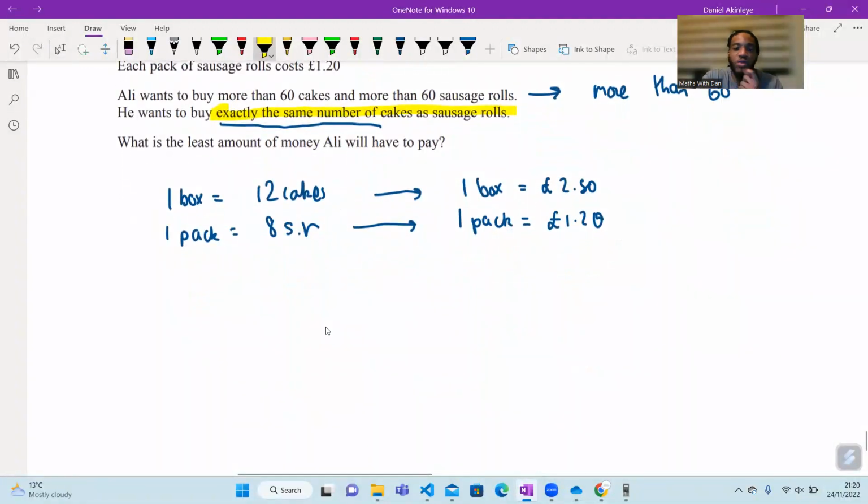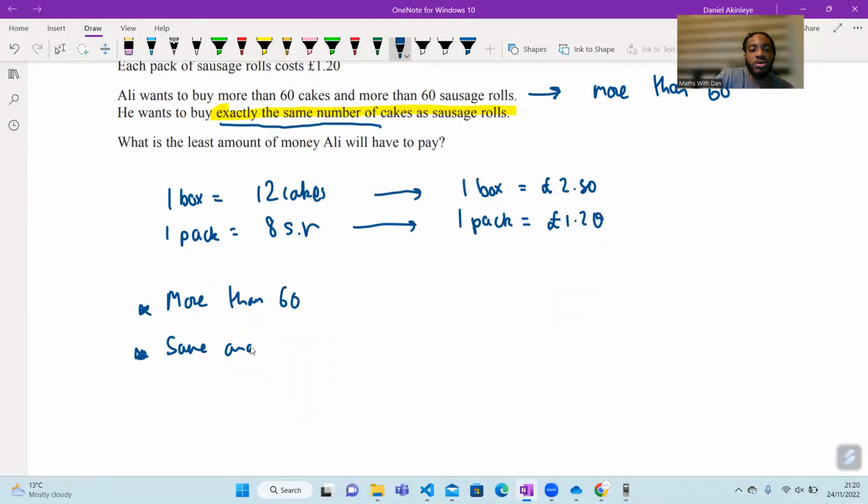Okay. So remember, there's 2 things here. Bullet point number 1, it has to be more than 60. And then bullet point number 2, same amount of cakes and sausage rolls, or SR for short.